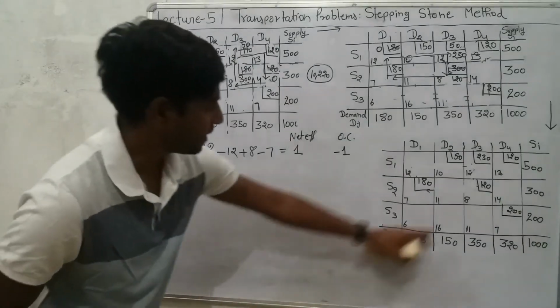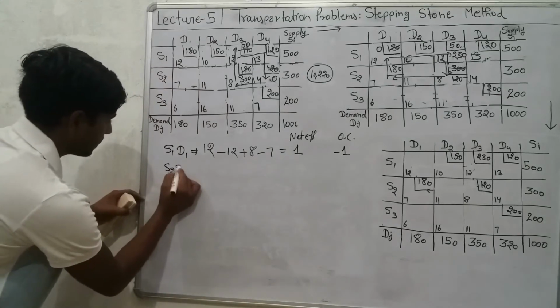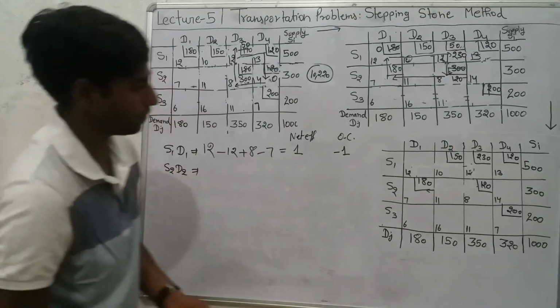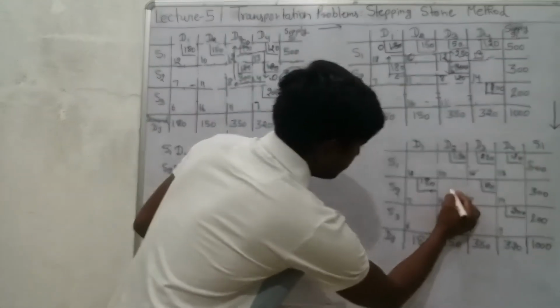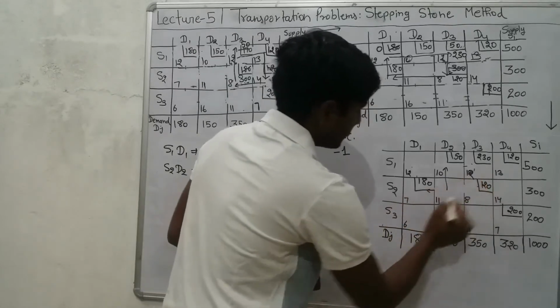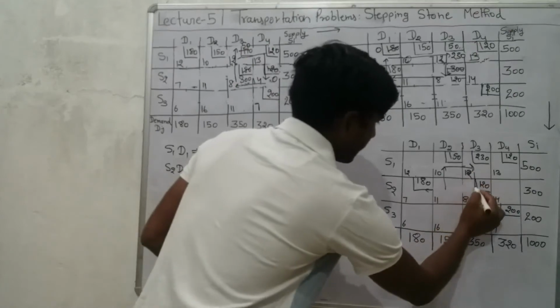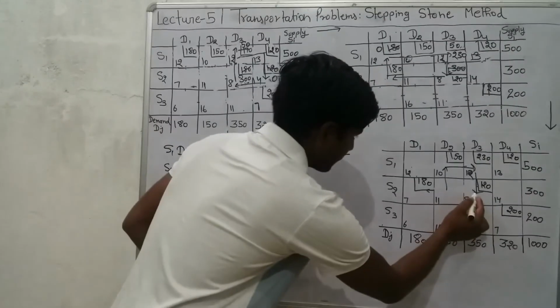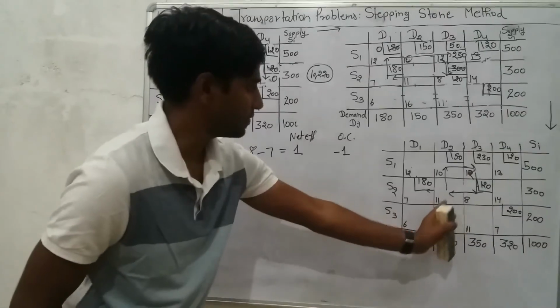So next empty cell is this one, S2D2. We are going to start from this cell in the vertical direction, then take a 90 degree right, horizontally move to the next cell, again take a 90 degree right, come to this cell, and again take a 90 degree to the right. So it would be the closed loop.